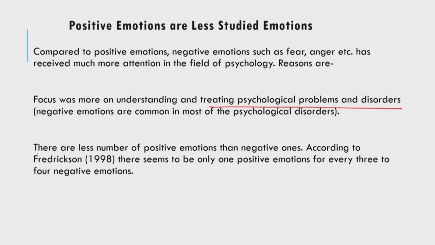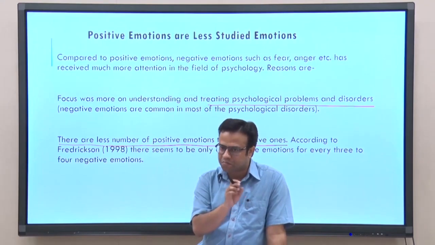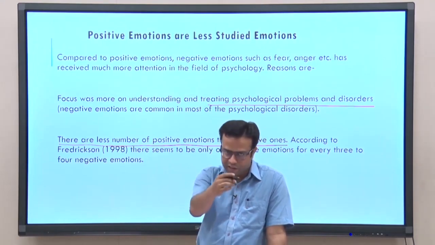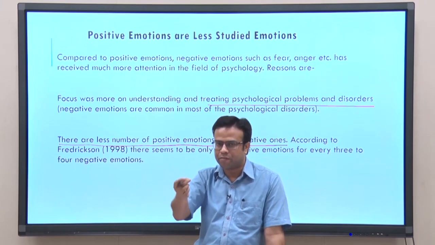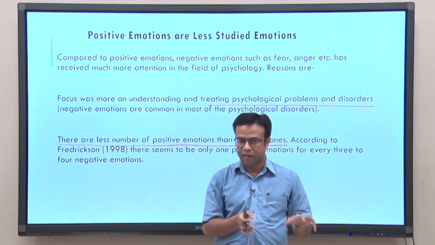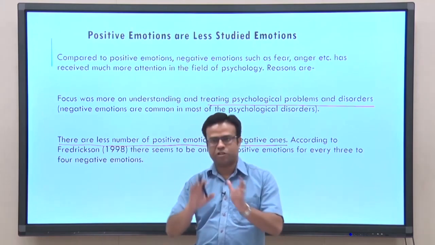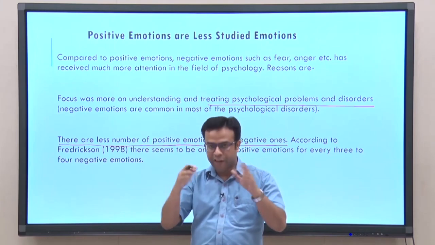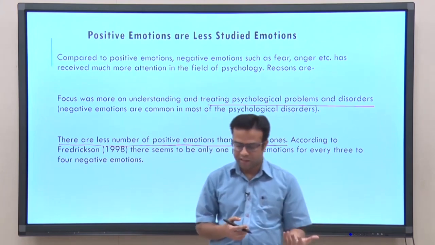The second reason is that positive emotions are fewer in number compared to negative emotions. In terms of numbers, there are a lot of negative emotions, but positive emotions are fewer and less understood. Even in this list of 10 positive emotions, many are more of a cognitive aspect, and people may not actually consider them emotions. Even in Ekman's basic emotions, most are connected to the negative side. So negative emotions are more in number in the range of emotions that we experience, and positive emotions are fewer. That is probably why they are studied less.